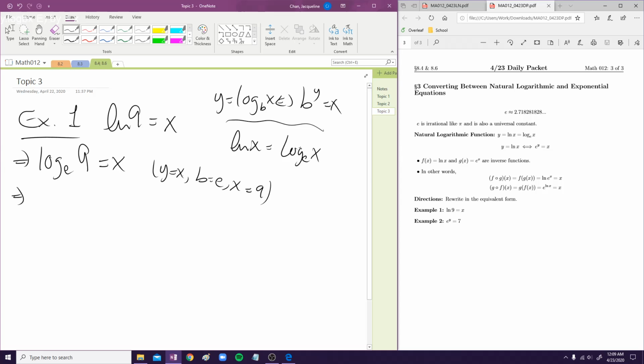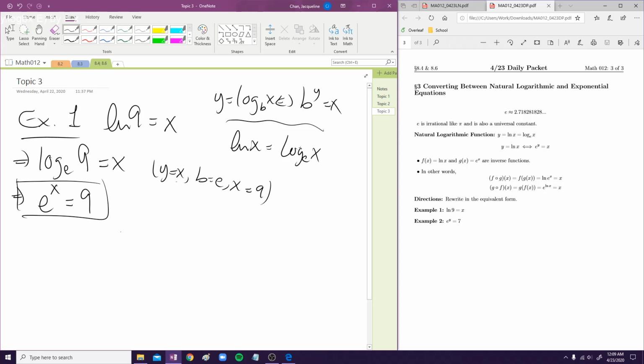I know it gets a little confusing because there's multiple x's, but these x's aren't the same. And that might be one reason why Alex uses A, B, C instead, but I'm sticking with X, Y, and B. So this is equivalent to e to the x is equal to 9. Okay, and that is its equivalent form.